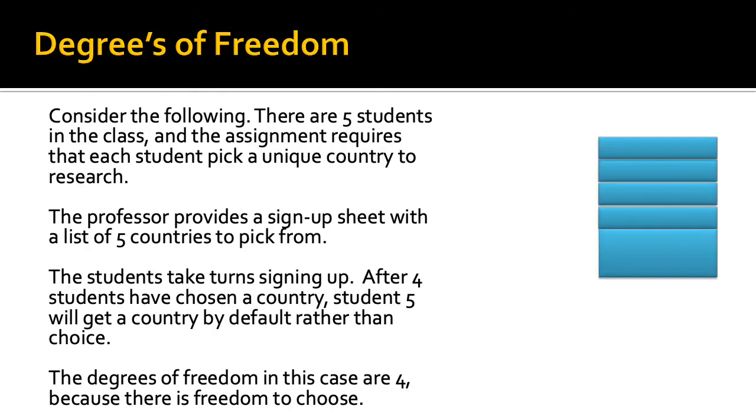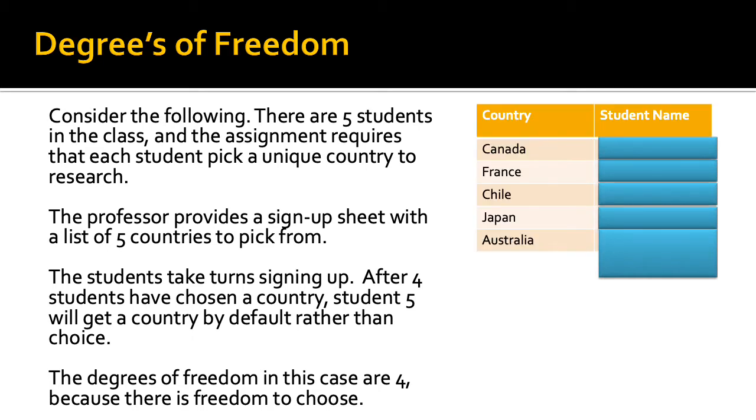So an easy example to think about what the degrees of freedom are. Let's consider the following. There's 5 students in a class, and the assignment requires that each student picks a unique country to research. The professor provides a sign-up sheet with a list of 5 countries to pick from. Here we have Canada, France, Chile, Japan, and Australia. The students take turns signing up. So let's start with the first student. How many choices will the first student have? Well, the first student would have 5 choices.